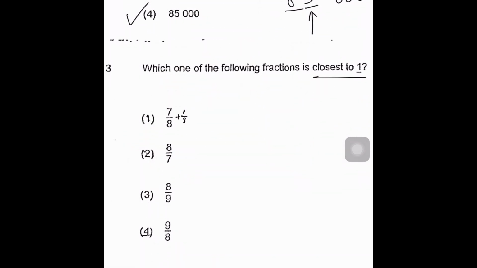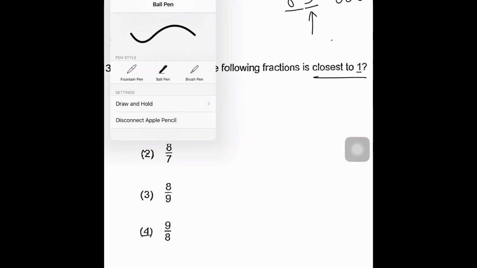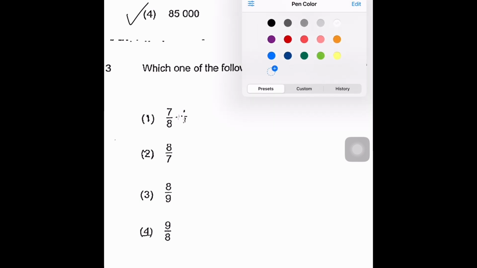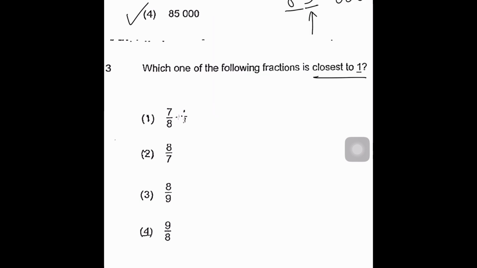Okay, let's do question number 3. So how you go about question number 3 would be basically to change all the denominators to be the same so that it's easier for you to understand which number is closer to 1. So let's start with this. If you look at the denominators, you can see that it's 8, 7, 9, and 8. So these are the denominators, right?